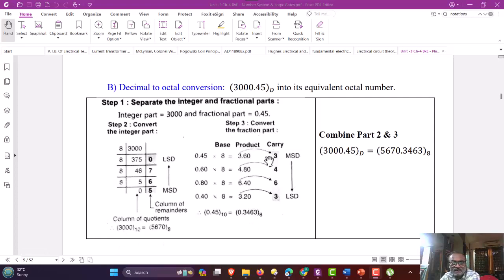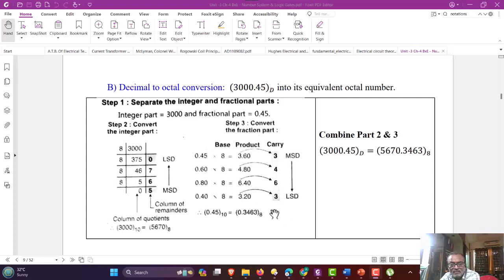Now take the fractional part. In the fractional part, what are we doing? We are taking the fractional part and successively multiplying it by the base of the system, that is 8. So 0.45 into 8 is 3.60. The carry will be noted as 3 and the fractional part remains 0.60. Take this second fractional part, 0.60 multiplied by 8, it will be 4.80. 4 will be the carry and 0.80 will be the fractional part taken in the next successive multiplication step, and this will be continued up to the required number of digits.